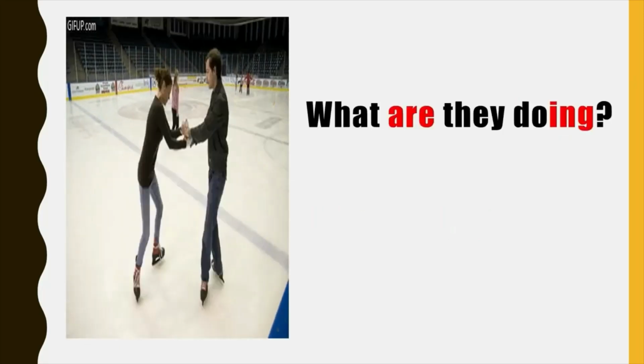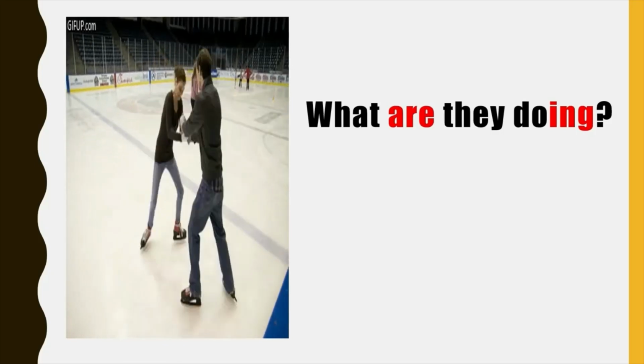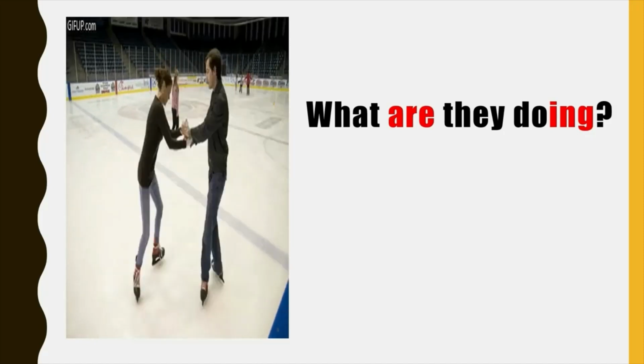Next. What are they doing? Why is it that suddenly the question uses they and not he or she? Because in the picture, there is more than one person. Therefore, we have to use they, since the question asks, what are they doing? So, we look at the picture. Obviously, the two people are ice skating.